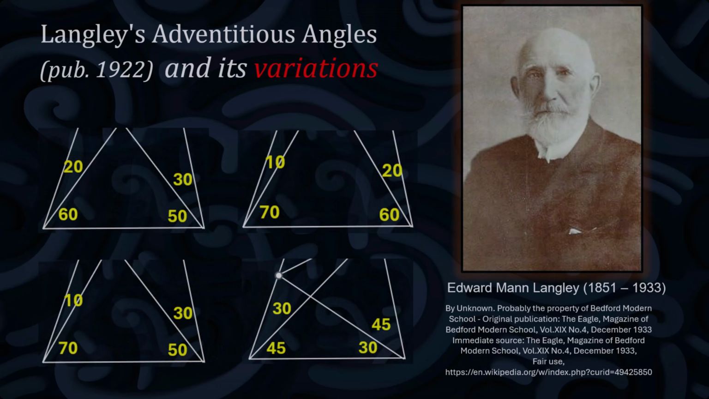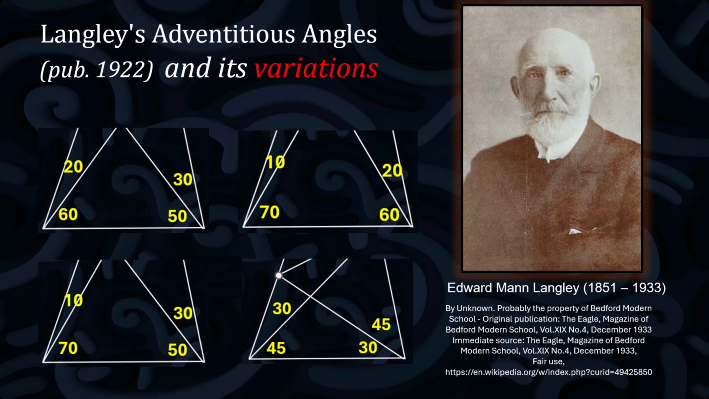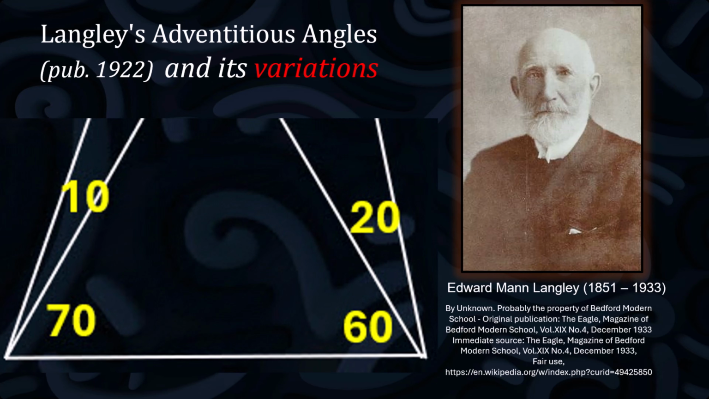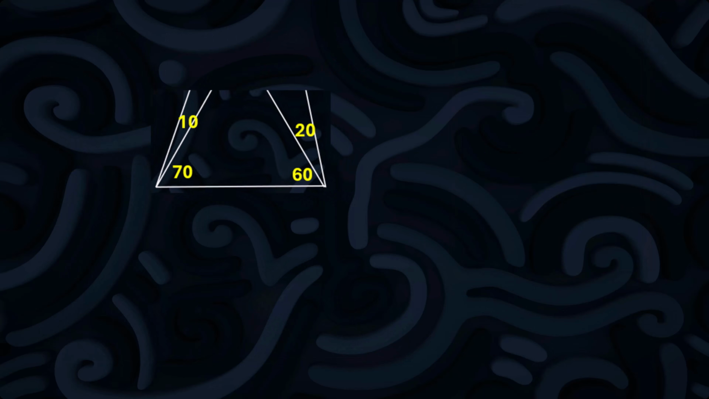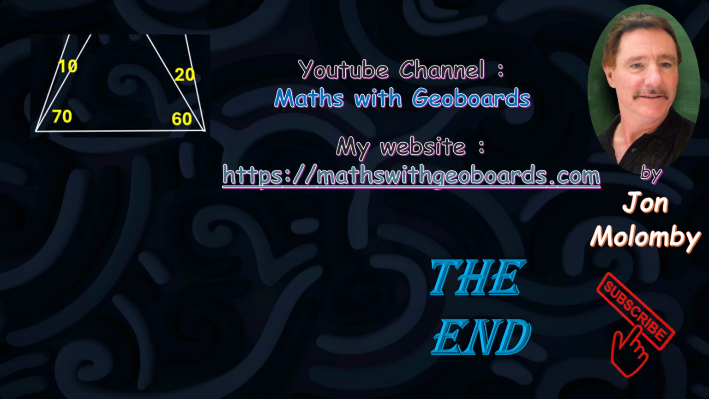As I said earlier, this is a variation on Langley's Adventitious Angles, published in 1922. The original problem is the one at top left. So this one you could call number 2. Now, I intend to cover all these problems in different videos. And you'll find those on my website or on my YouTube channel.